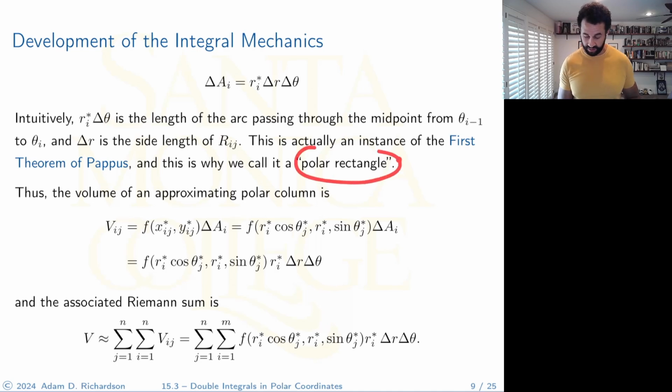Incidentally, this is why we call it a polar rectangle, because it is kind of like length times width. And that would give you the area of a rectangle normally. But in this case, there's an additional scaling factor to account for that curvature, basically. That's really what it's doing. So now we have all the pieces.